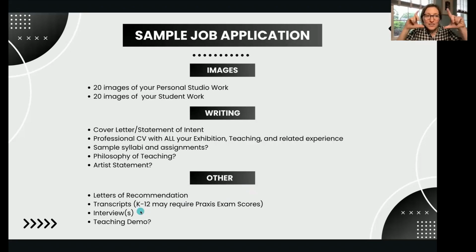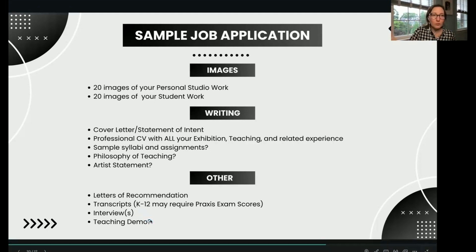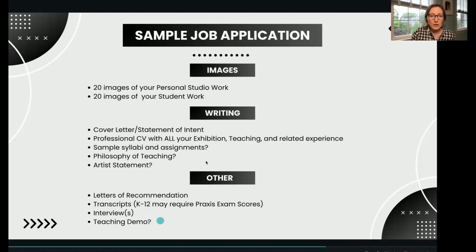Your interviews: some of these jobs may involve more than one interview. Since teaching is so people focused, I think you can expect to have an interview for any of these jobs, and then possibly a teaching demo, which is like a short little class where you pretend that the hiring committee is your class and you teach them a class in a stated amount of time, maybe 30 minutes or 45 minutes. So this is a sample application, and then we're going to go through and break down the pieces one by one.